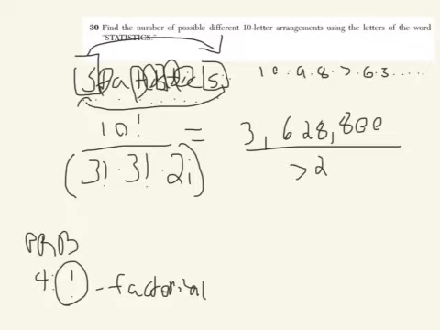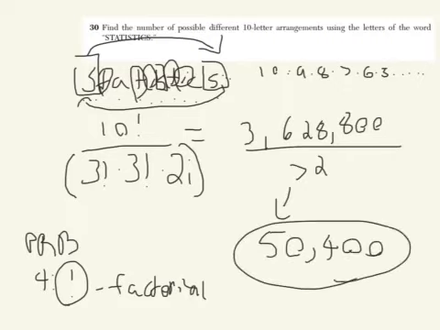You then divide this 3,628,800 by 72, and the answer becomes 50,400 possible choices. And that's how you solve a question when it says find the different possible number of arrangements of letters using the letters of a certain word.